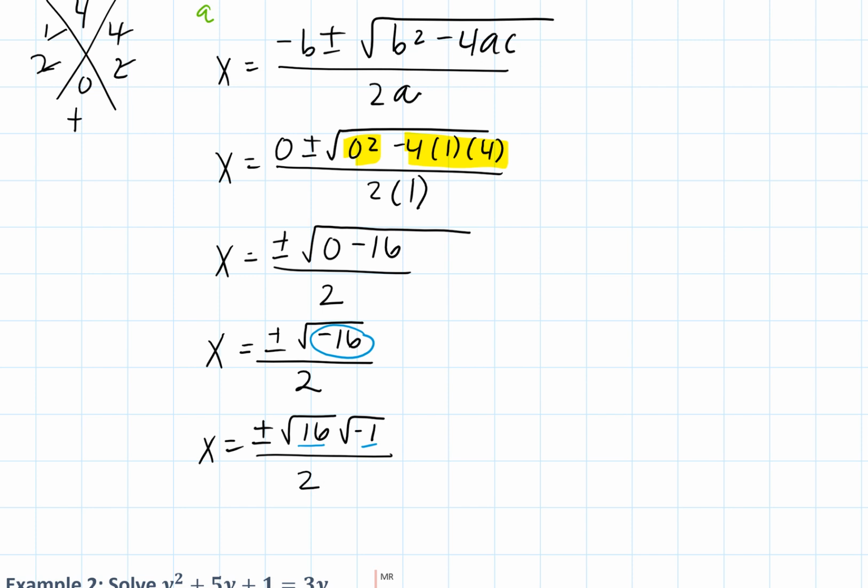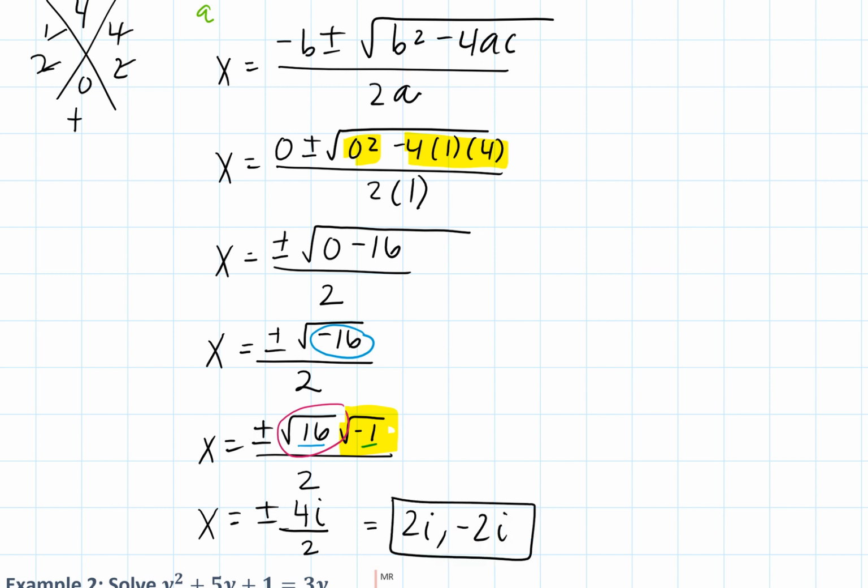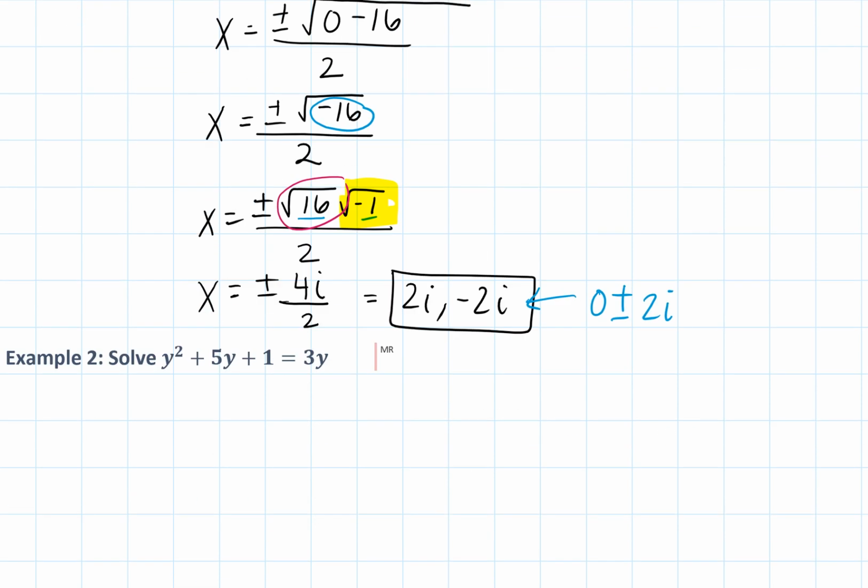This is our friend i. So we can just substitute for i and evaluate the square root of 16, which we know to be 4. So this is x equals positive or negative 4i over 2, or 2i and negative 2i. Here are our complex solutions. They're in the form 0 plus or minus 2i, so that a plus bi format. Let's solve another equation.